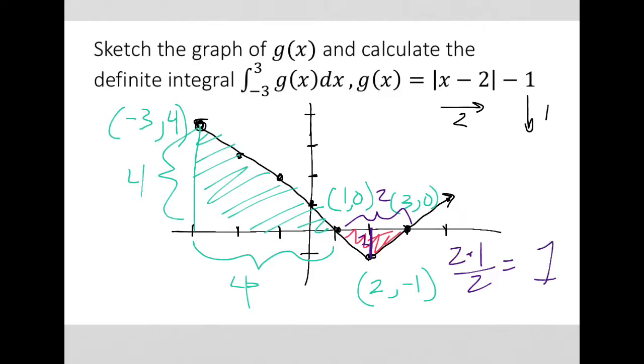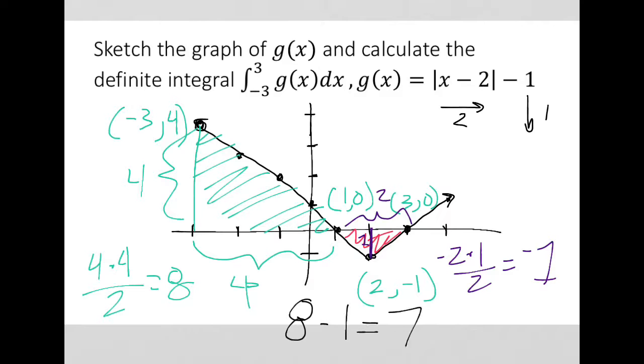And so the purple area is going to be 2 times 1 over 2, so that's going to be 1. But it is below the x-axis, so we will be thinking of that as a negative area right there. And so then this green triangle is going to give us a 4 times 4 over 2. So 4 times 4 is 16, over 2 is 8. And so then my total area is going to be 8 minus 1 equals 7.